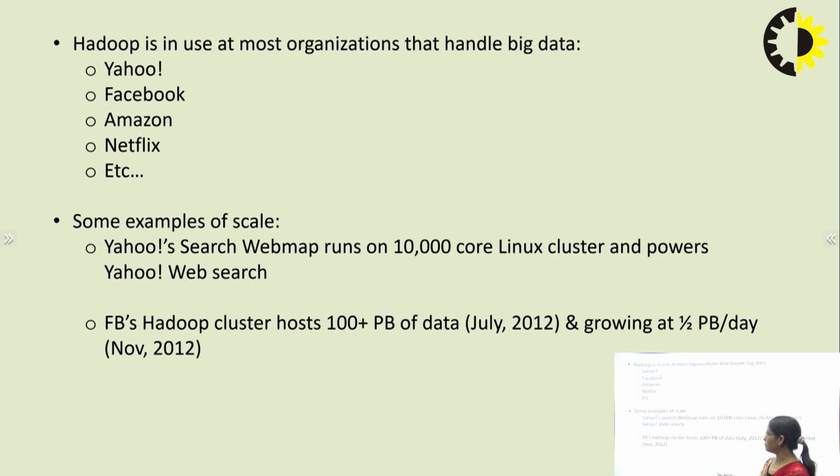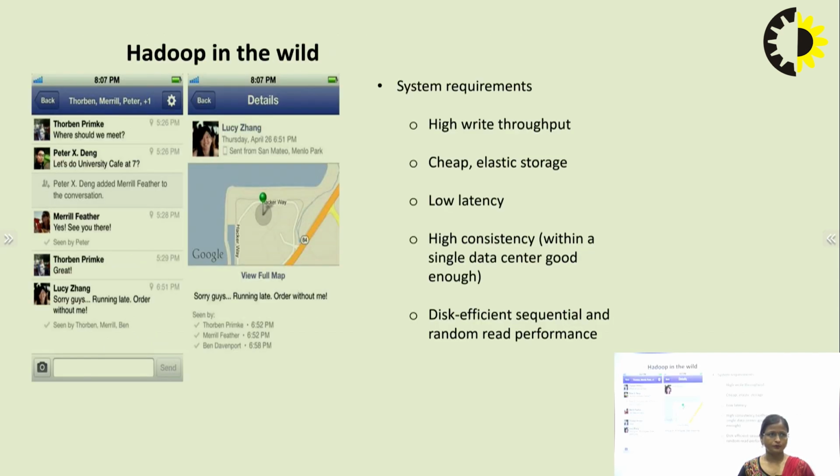Yahoo search web map runs on a 10,000 core Linux cluster and powers Yahoo web search. Also, Facebook's Hadoop cluster hosts 100 plus petabytes of data and is growing at half a petabyte per day. That is, the size is very huge. That is why Hadoop is used. Hadoop in the wild, the basic use of Hadoop is here.